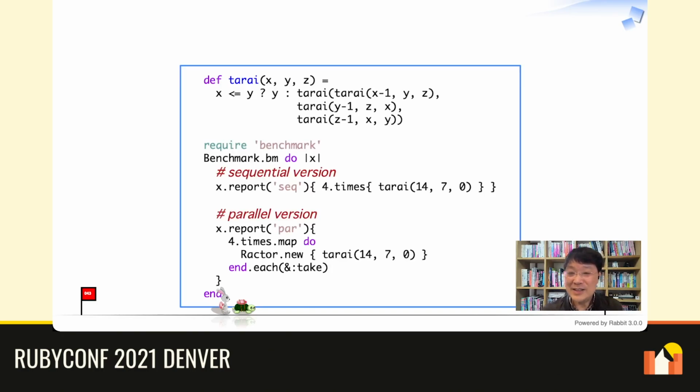This is a very silly benchmark for Ractors. Tarai is a recursive benchmark calculation. The first one is the sequential execution of the Tarai function 4 times. The second one is the parallel execution, where they initiate 4 Ractors and run them.